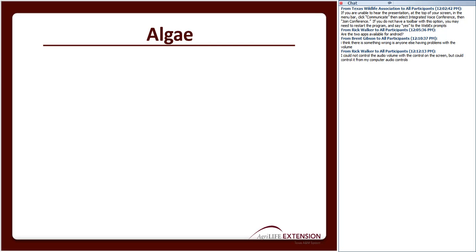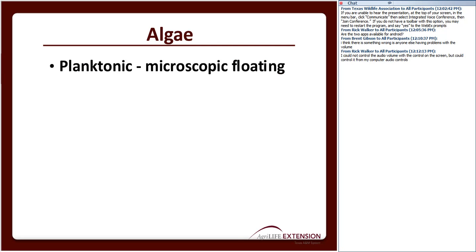So, moving into our first category here, algae. Well, there's planktonic algae. These are the microscopic tiny floating algae. They're single-celled organisms. You can't see them, so basically you can scoop up a handful of water and they just run between your fingers. You can't see the individual cells. These are what give your water that kind of greenish tint to it.